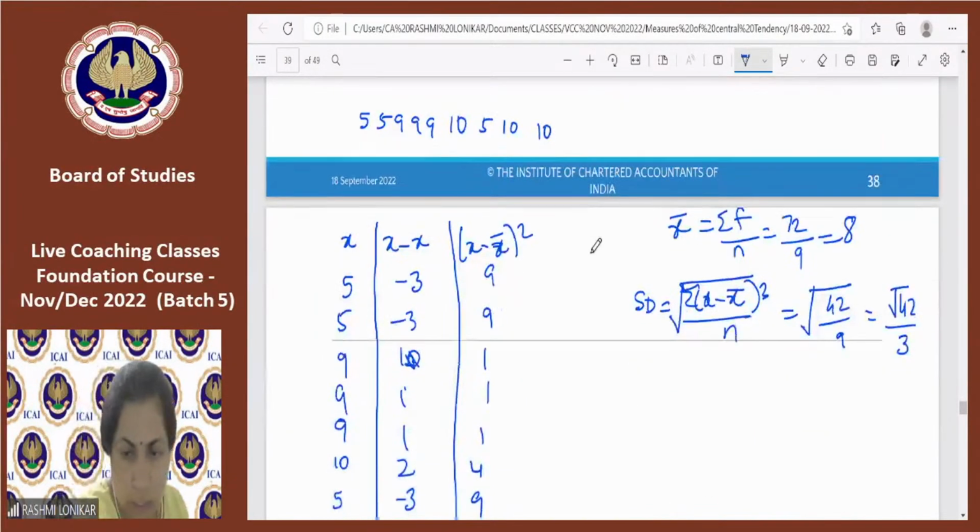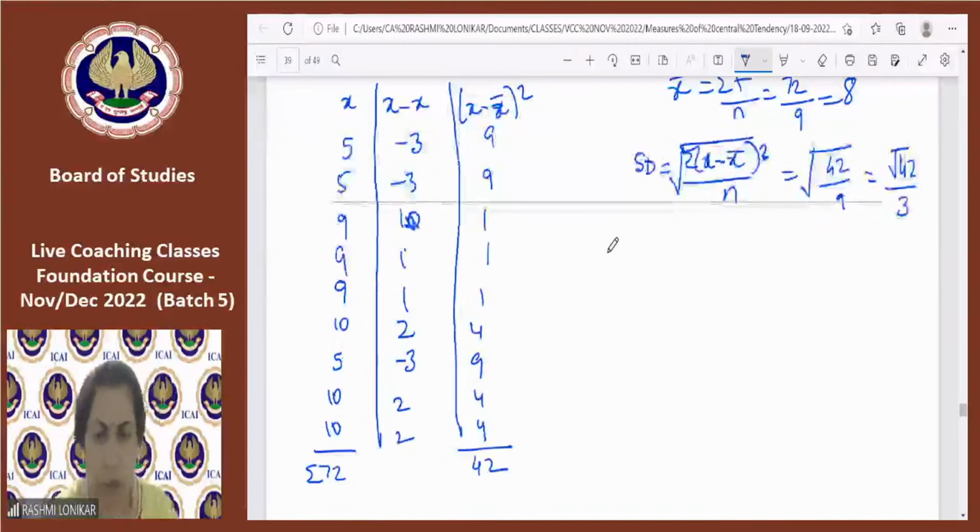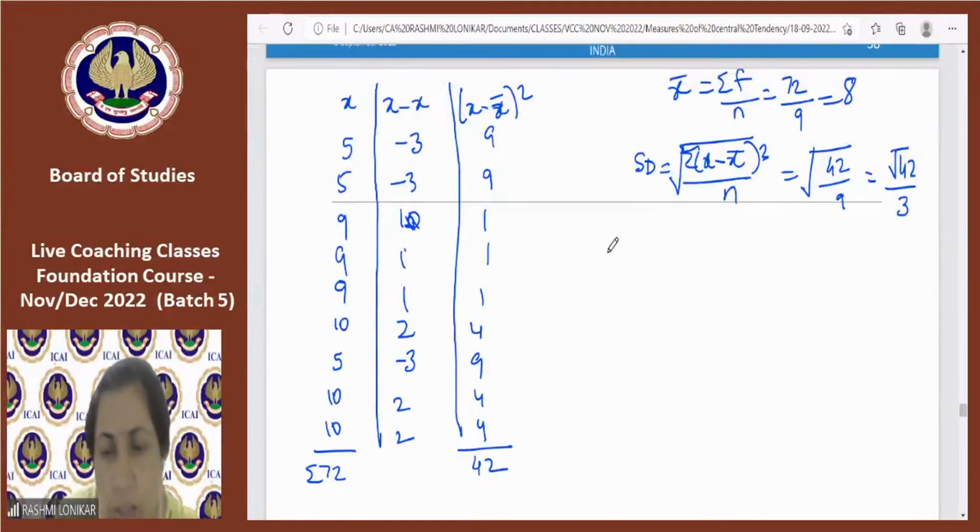Is that clear? Summation x minus x bar the whole square is 42, divided by 9, and I get the answer. Yes, very good.